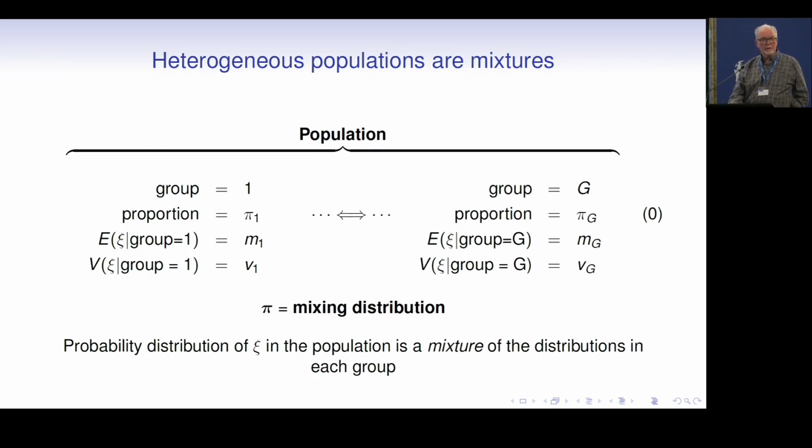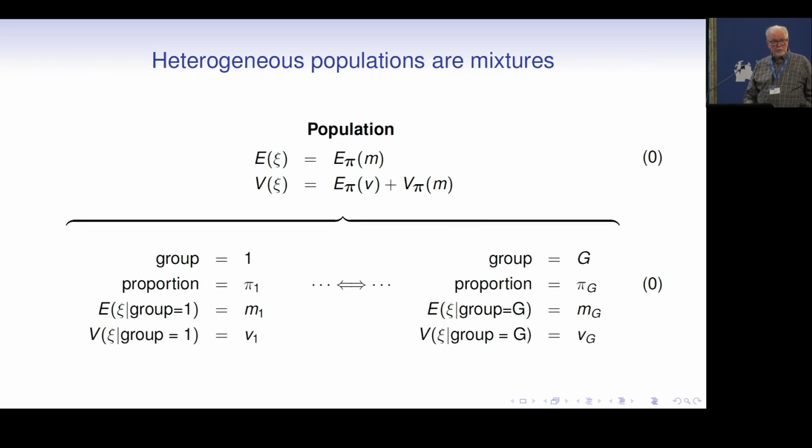So, a heterogeneous population is a mixture. It has some set of groups within it. Those groups appear in different proportions within it. Each group has a mean and a variance, as well as other statistics, for whatever demographic outcome you are interested in. So think of longevity or healthy longevity. And that set of proportions within the population is called the mixing distribution, and that is the tool that allows you to partition the variance.